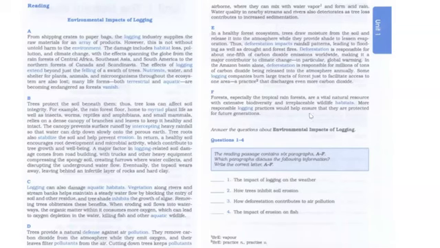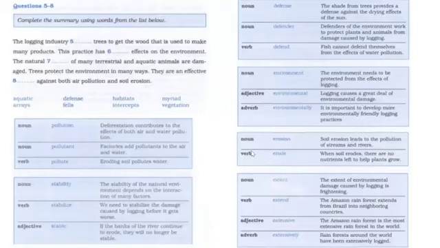Okay, and last one, let me just read it. Forests, especially the tropical rainforest, are a vital natural resource with extensive biodiversity and irreplaceable wildlife habitats. More responsible logging practices would help ensure that they are protected for future generations. So here it just talks about wildlife habitats, like animals. So it doesn't match with any of these statements. So this is the way we handle true, false, not given. Let's take a look next.